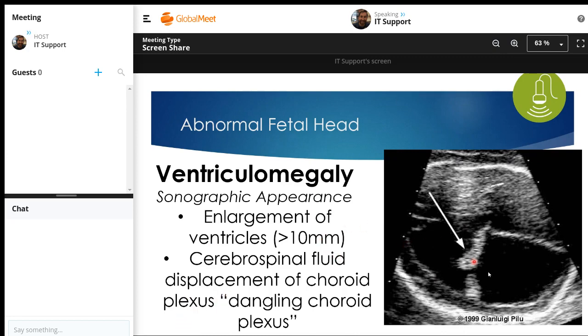So when there's extra fluid in the lateral ventricles, those choroid plexus that fill the lateral ventricles are just going to kind of fall because they're not supported by the back wall of the ventricle. And they're going to look almost dangling. So this is what's called a dangling choroid plexus. So this is seen with severe ventriculomegaly and hydrocephalus.